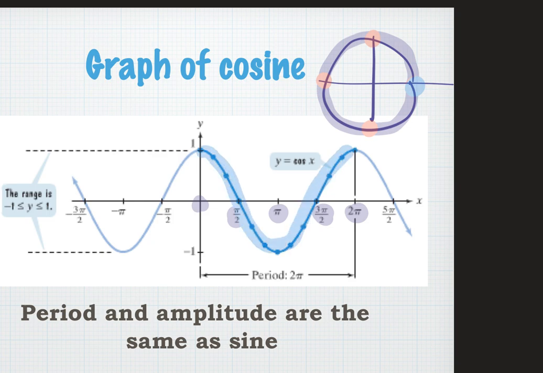Your cosine looks almost like an extended C, if that helps you remember the difference between cosine and sine. But cosine starts at the amplitude, then comes down to 0, then goes to the negative amplitude, then back up to 0, then back up to the amplitude. Everything else is exactly the same.